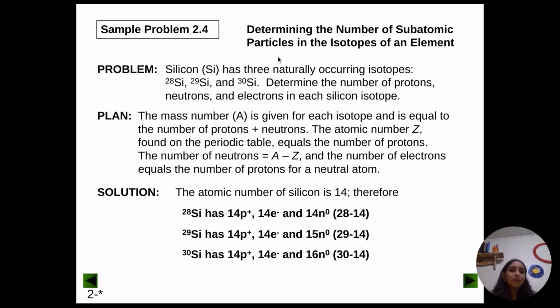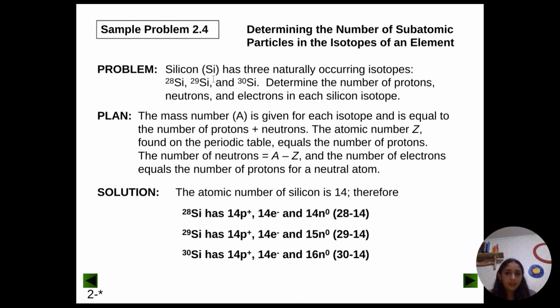Here we're determining the number of subatomic particles in the isotopes of an element. So we're going to look at a few isotopes and we're going to try to find out how many protons, neutrons, and electrons it has so that you can find out what the difference is between them. So silicon has 3 naturally occurring isotopes. These happen out in nature. So silicon-28, silicon-29, and silicon-30 are these naturally occurring isotopes. We want you to determine the number of protons, neutrons, and electrons in each silicon isotope.